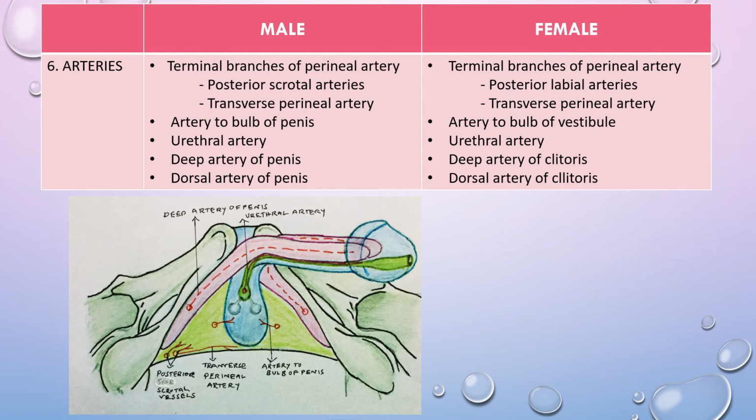Coming to the arteries as the last content of the superficial perineal pouch, the following arteries are present in the superficial perineal pouch in male. Terminal branches of perineal artery, they are posterior scrotal arteries and transverse perineal artery. Then artery to bulb of penis, urethral artery, deep artery of penis, dorsal artery of penis.